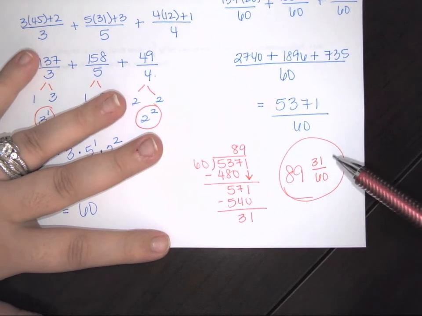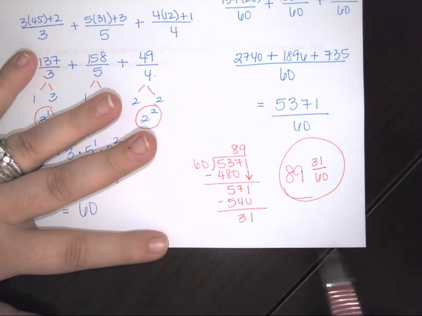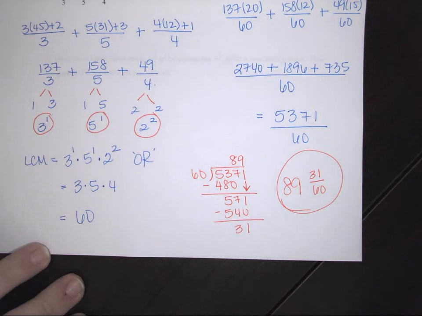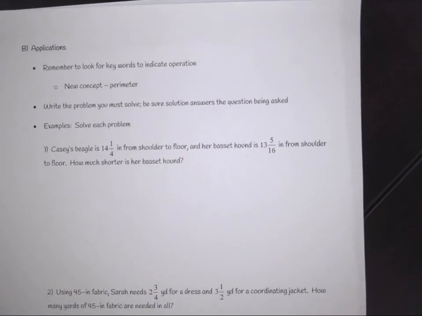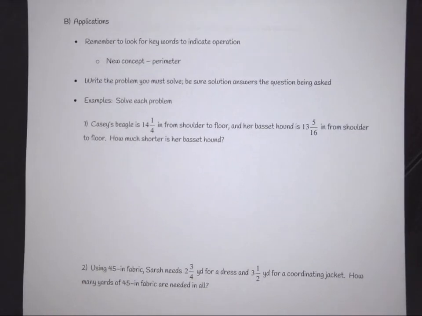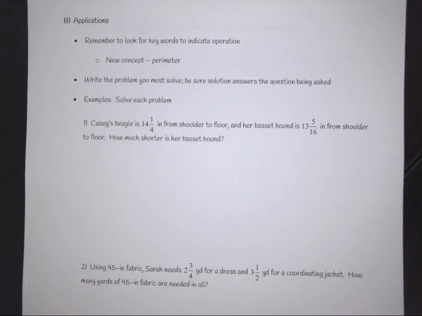Now the other thing to notice is that 31 and 60 don't reduce. Therefore, I have finished my problem. Now the last thing that we can do, just like with everything, is instead of giving you the problem, we can give you the application.